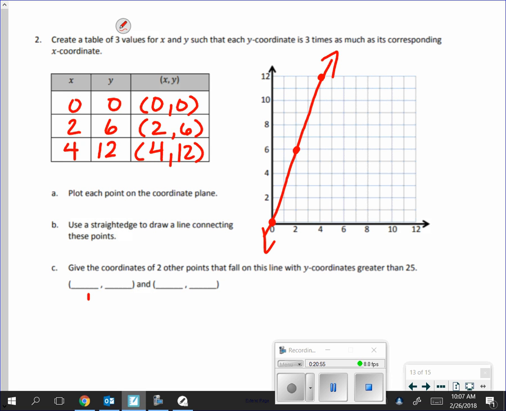So if I were going to give an x coordinate with something greater than 25, what could I do? What's something I could do? How about we do something that's easy to do in your head? Something good mentally. Caitlin. 30. Yeah, 30, that'd be easy. So then your y coordinate would be 90.